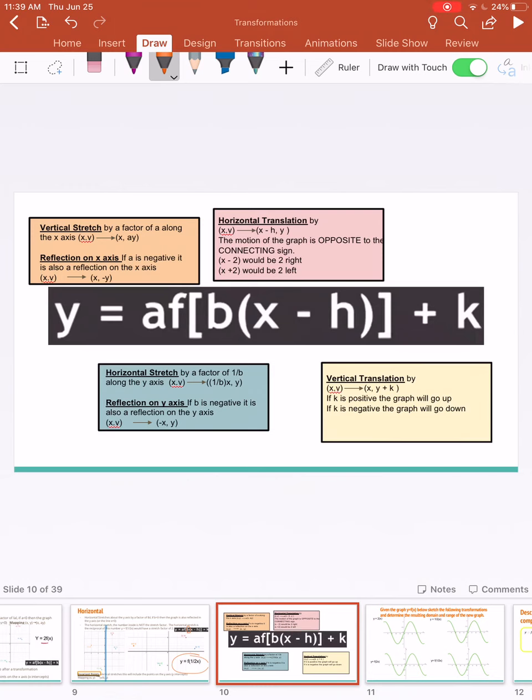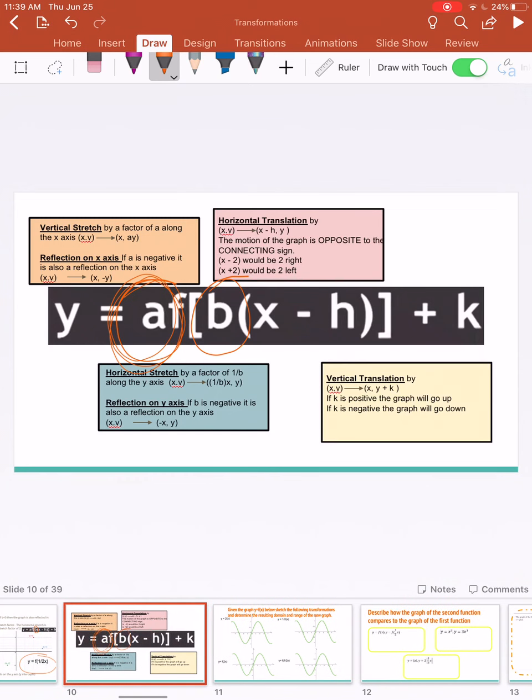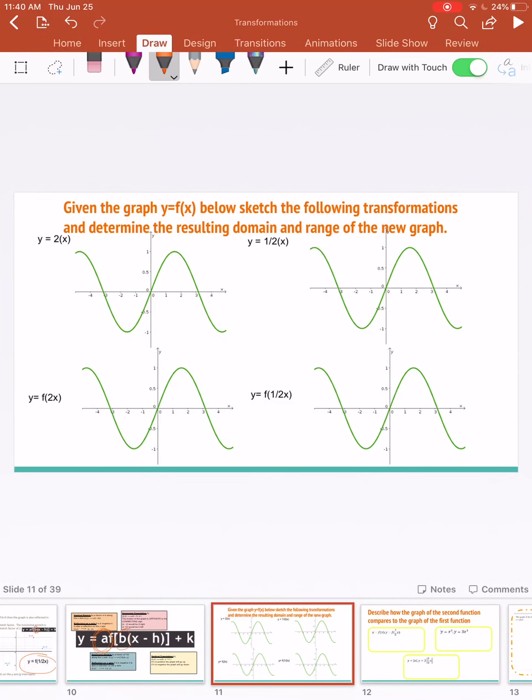Okay, so this just relates to your formula. The vertical stretch is always going to be your a value. The horizontal stretch is always the reciprocal of the b value. Okay, so you could draw what they would look like.